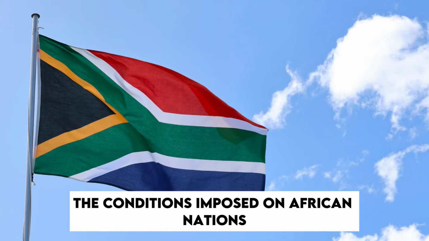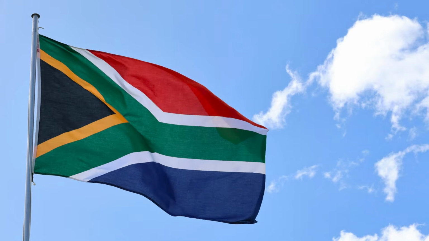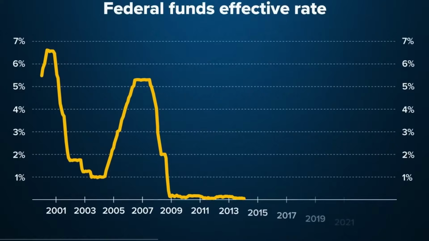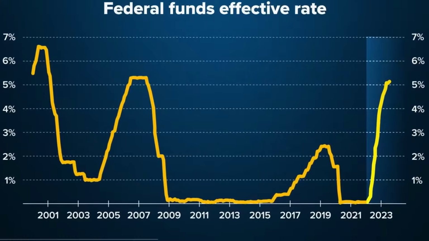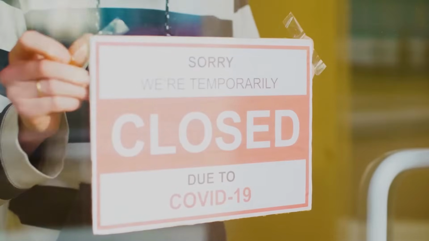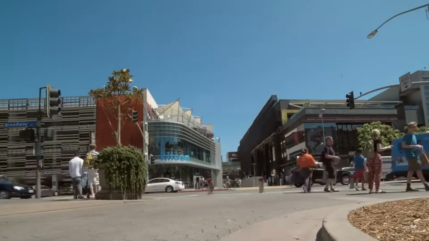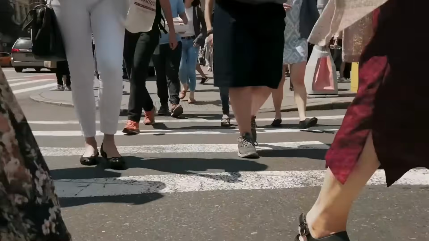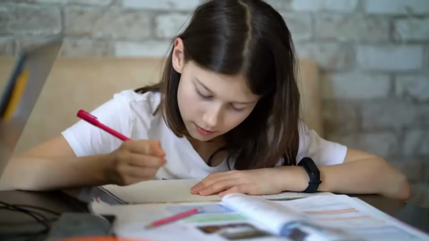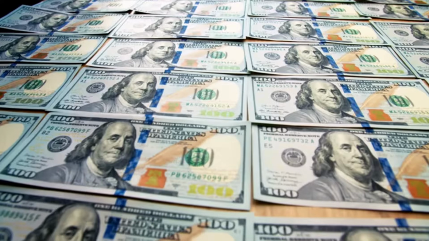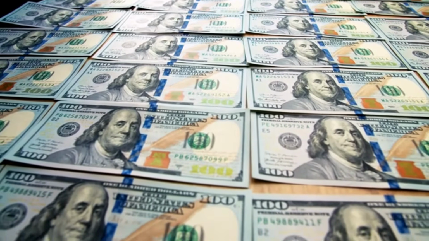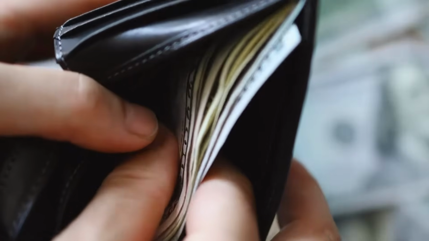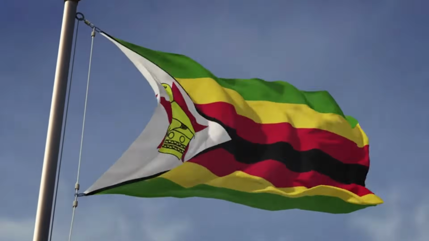The conditions imposed on African nations are not unique to Ghana. The case of Zimbabwe provides a stark illustration of the policies international financial bodies often impose. The IMF has reportedly made the following demands on the Zimbabwean government: reduce or eliminate food subsidies for its population, cut public spending, particularly on essential services like education and health, devalue the national currency, and implement a wage freeze for workers.